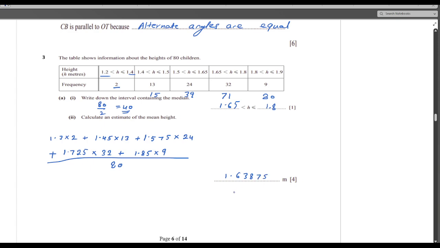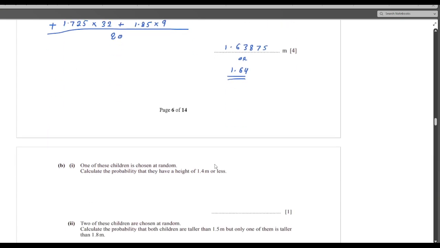1.63875. If you are writing your answer as 1.64, that is also correct, because if nothing is mentioned, we can keep our answer in 3 significant figures.